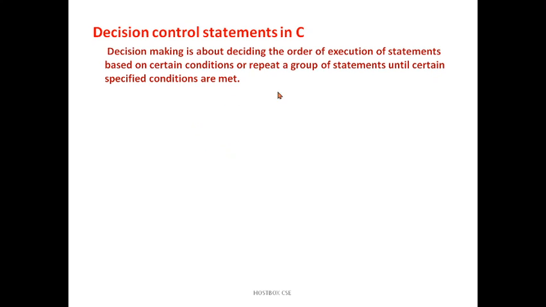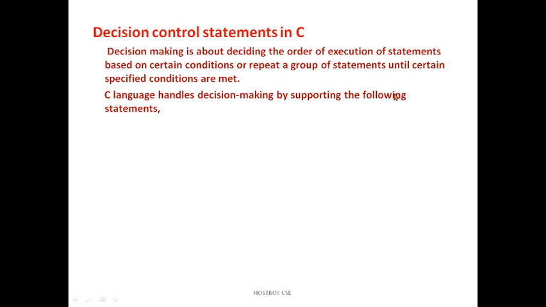Let's go for the session. Here, decision making means deciding the order of execution of statements based on certain conditions, or repeating a group of statements until certain specified conditions are met. In programming, you want to take decisions. You are expecting some output, so you can keep some decisions and have options like if, else, and so on. If your requested output comes, you can stop, or else you can try one more option.